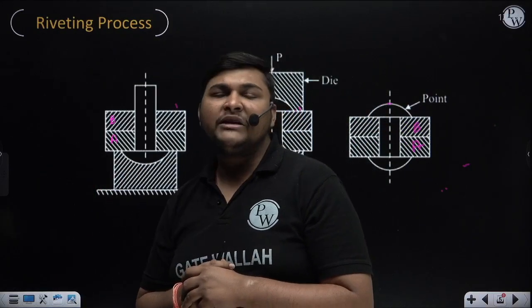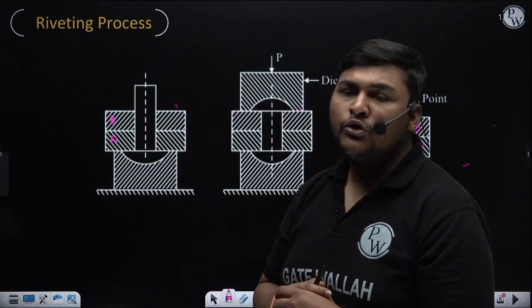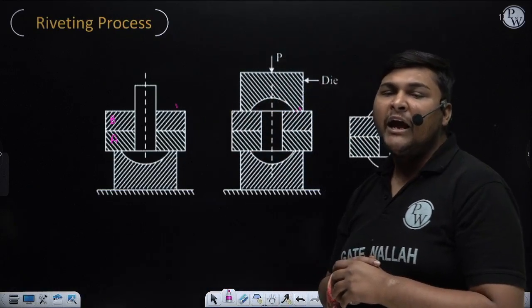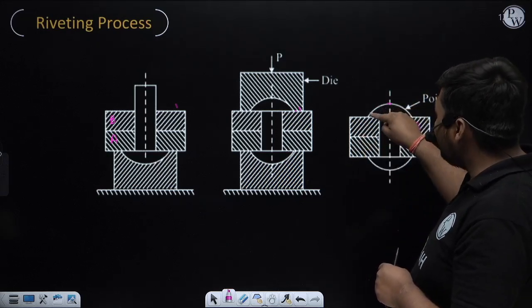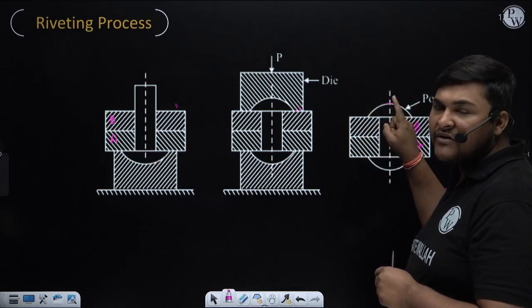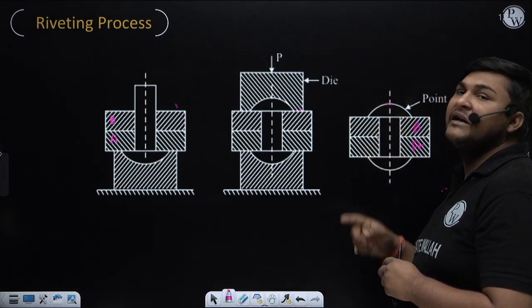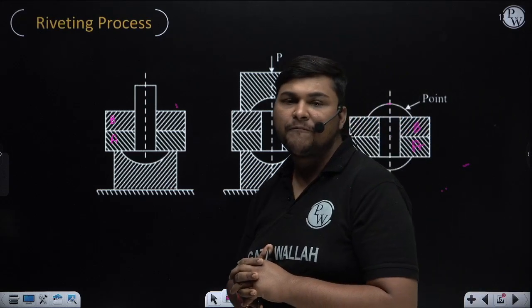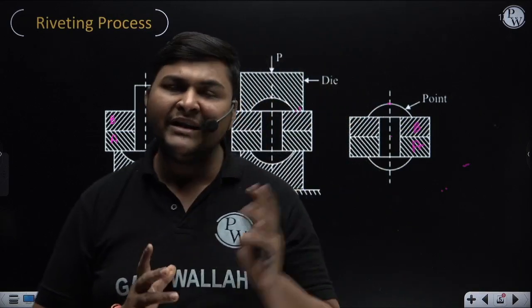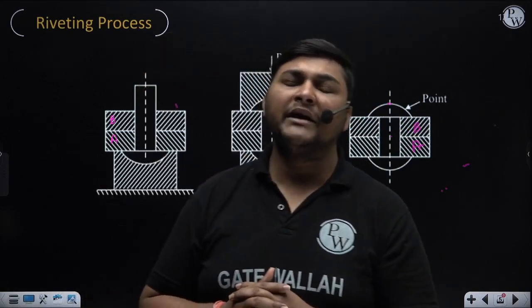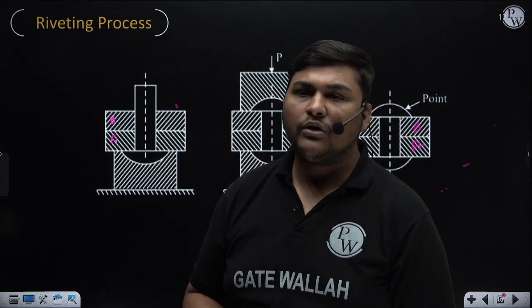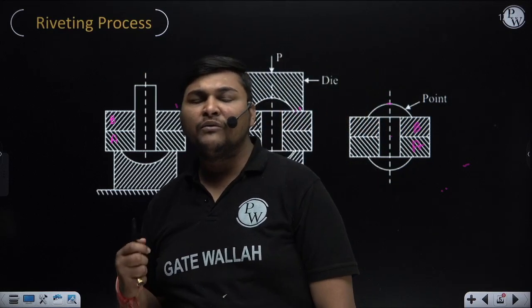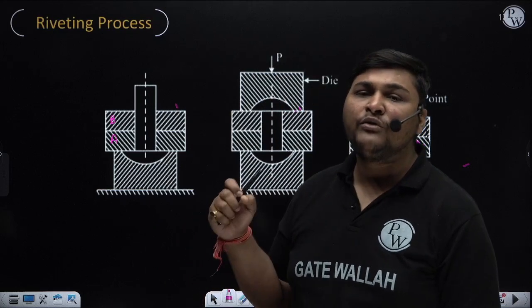Now, why is it known as permanent joint? Because you cannot separate plate A and B without the failure of rivet. If you want to separate plate A and B, you need to break this portion of rivet. And after breaking the rivet, plate A and B will get separated from each other. Means without failing this rivet, we cannot separate plate A and B. That's why this riveted joint is also known as permanent joint. So this is the method of doing riveting.